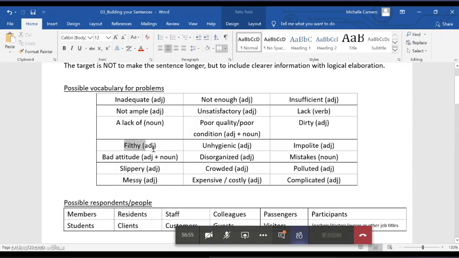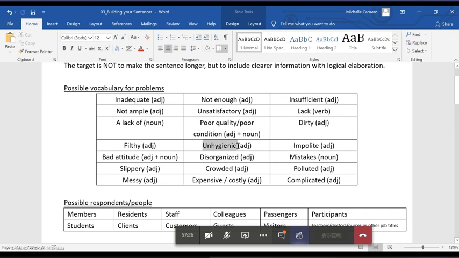Okay, we've got filthy, which means really dirty. We've got bad attitude, so that's a combination of adjective and noun. Slippery, which means when the floor is wet and it's easy to fall or hurt yourself. We've got messy, not enough. We've got unsatisfactory. Another adjective noun combination, such as poor quality or poor condition. Poor is the adjective here. I think you know this, but poor doesn't mean not rich, like less money. Poor just means not good enough.